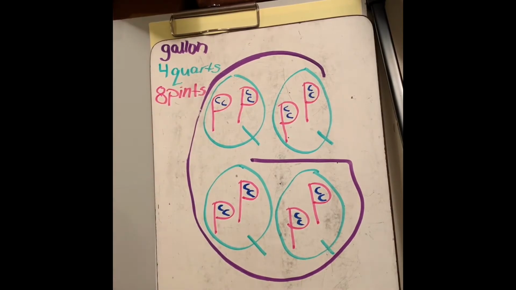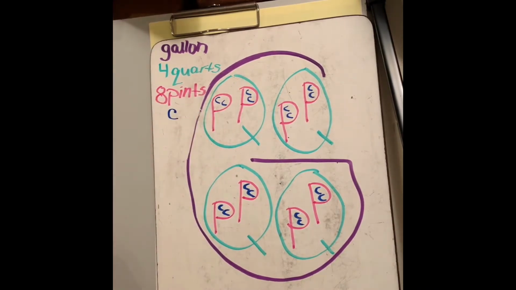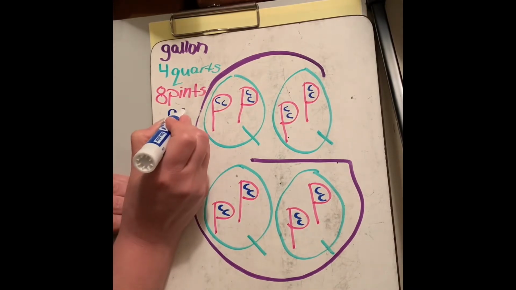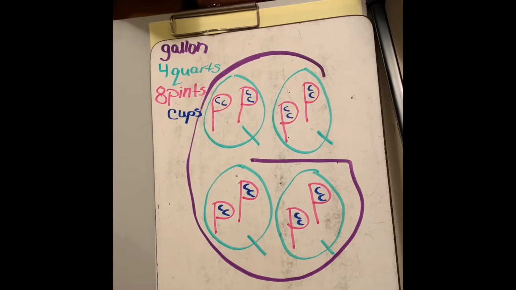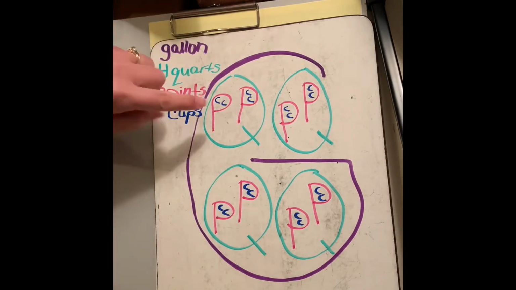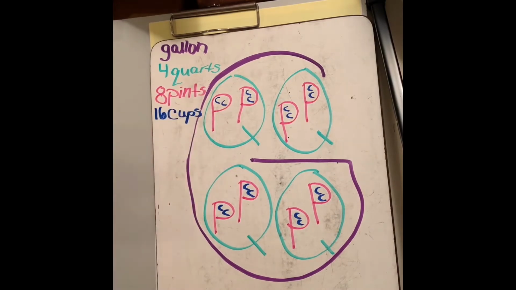Now, each princess has 2 cats. So we have C for cats. We also can use C for cups. Well, if there's 2 cups for each princess, and we know there are 8 pints, or 8 princesses, in a gallon, 2 times those 8 makes 16. There are 16 cups in 1 gallon.